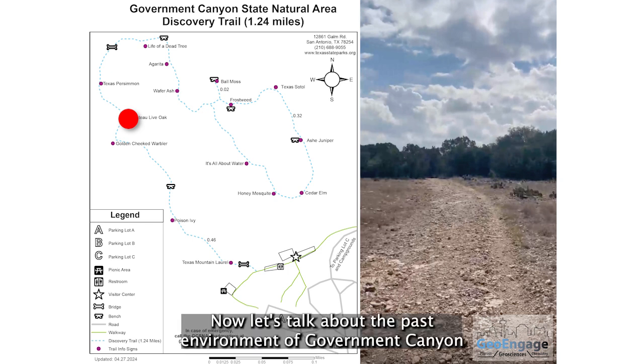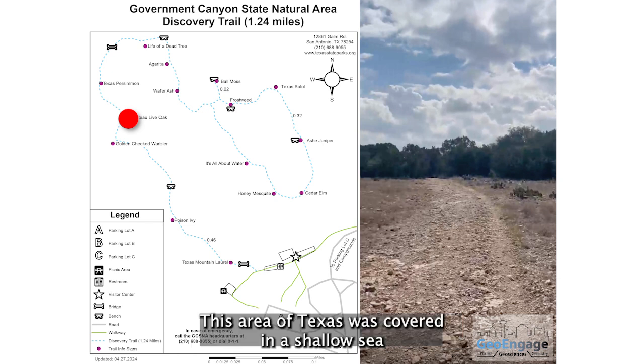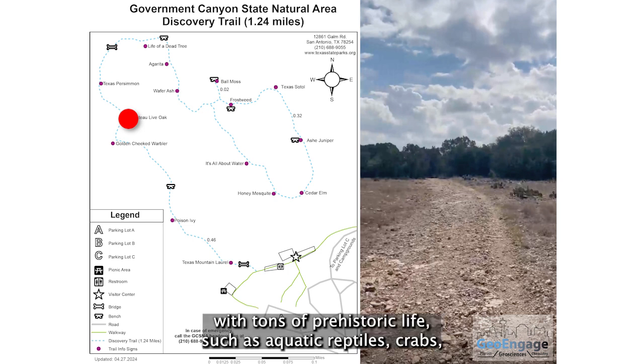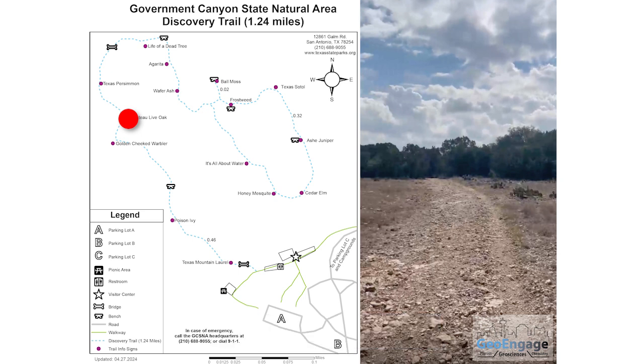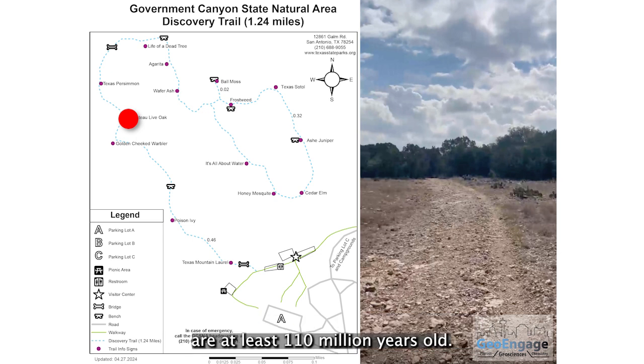Now, let's talk about the past environment of Government Canyon. 265 million years ago, this area of Texas was covered in a shallow sea with tons of prehistoric life, such as aquatic reptiles, crabs, oysters, sea urchins, ammonites, and many more beautiful prehistoric fauna. Scientists currently believe that the rocks deposited in this natural area are at least 110 million years old.